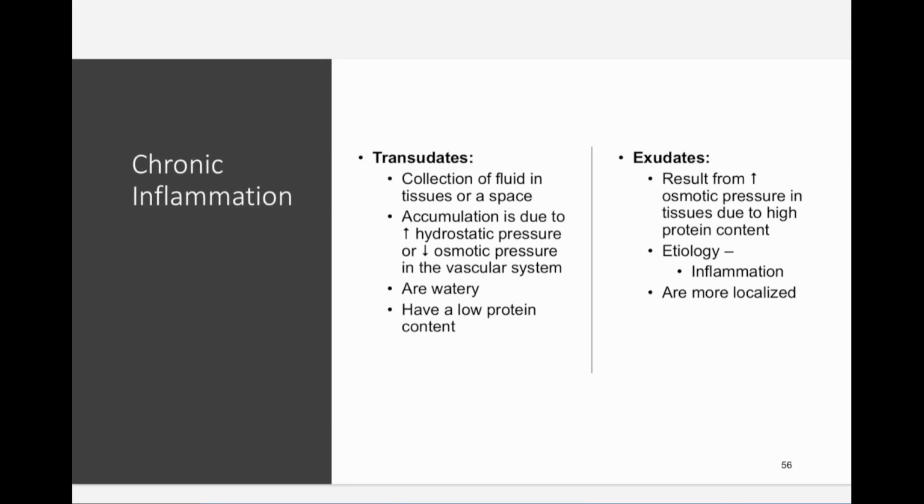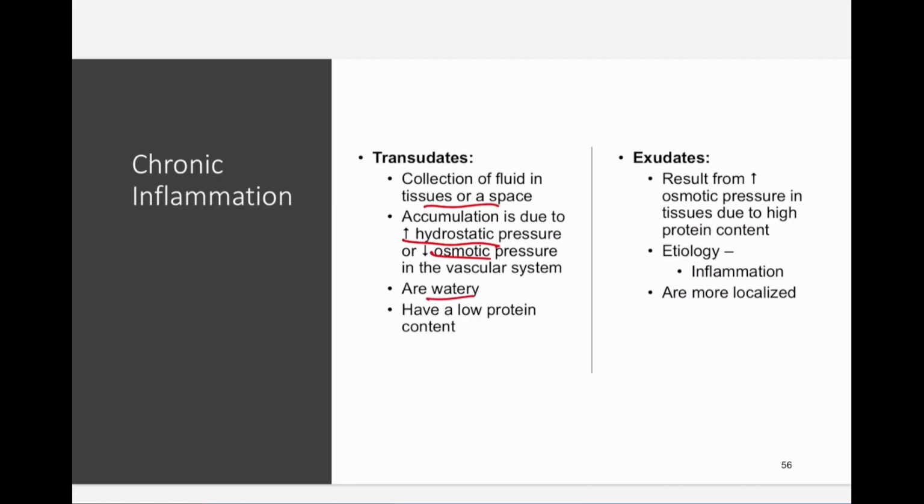So transudates and exudates. What's the difference between the two? A transudate is a collection of fluid in a tissue or a space. The accumulation is due to increased hydrostatic pressure. What kind of pressure is that? The push, right? As opposed to osmotic pressure or the oncotic pressure, which is protein, and that's the suck. Okay, remember that stuff. It comes back.